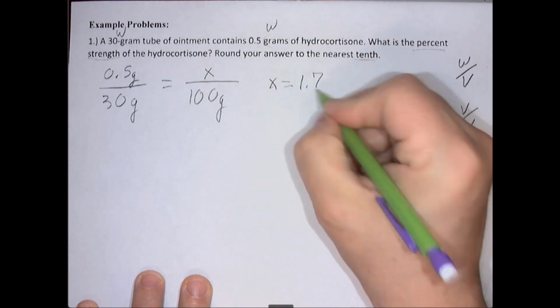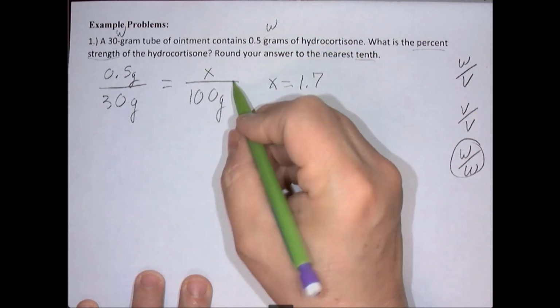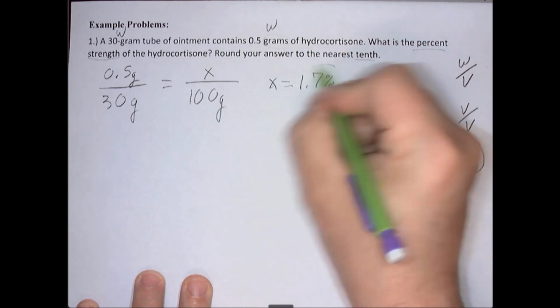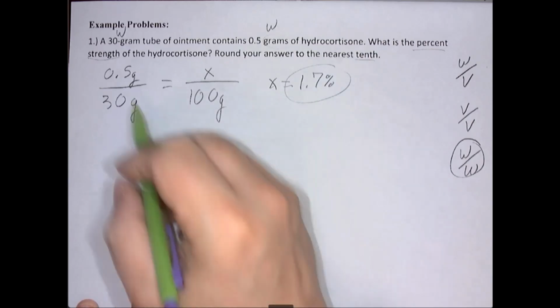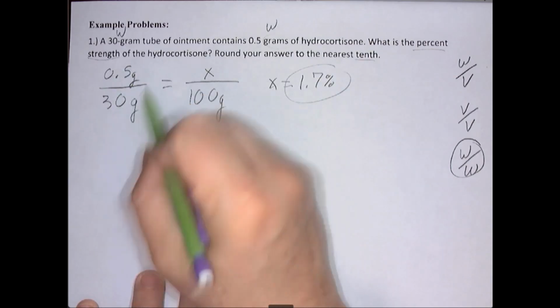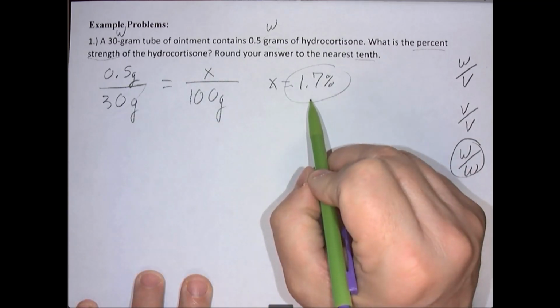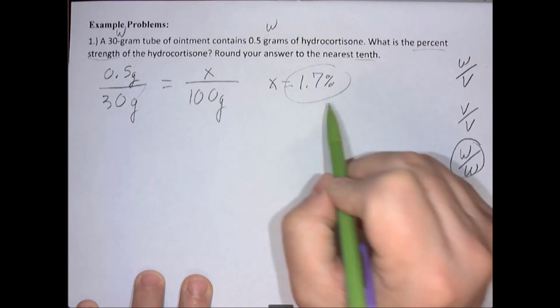So that's 1.7 grams per 100 grams. And because that's per 100 grams, this is the percentage. We can put a percent symbol there because this is per 100. Okay, so that's how we converted. We took the information here, 0.5 grams per 30 grams, and converted that to a percentage. So that is our percent strength of the hydrocortisone in the ointment.